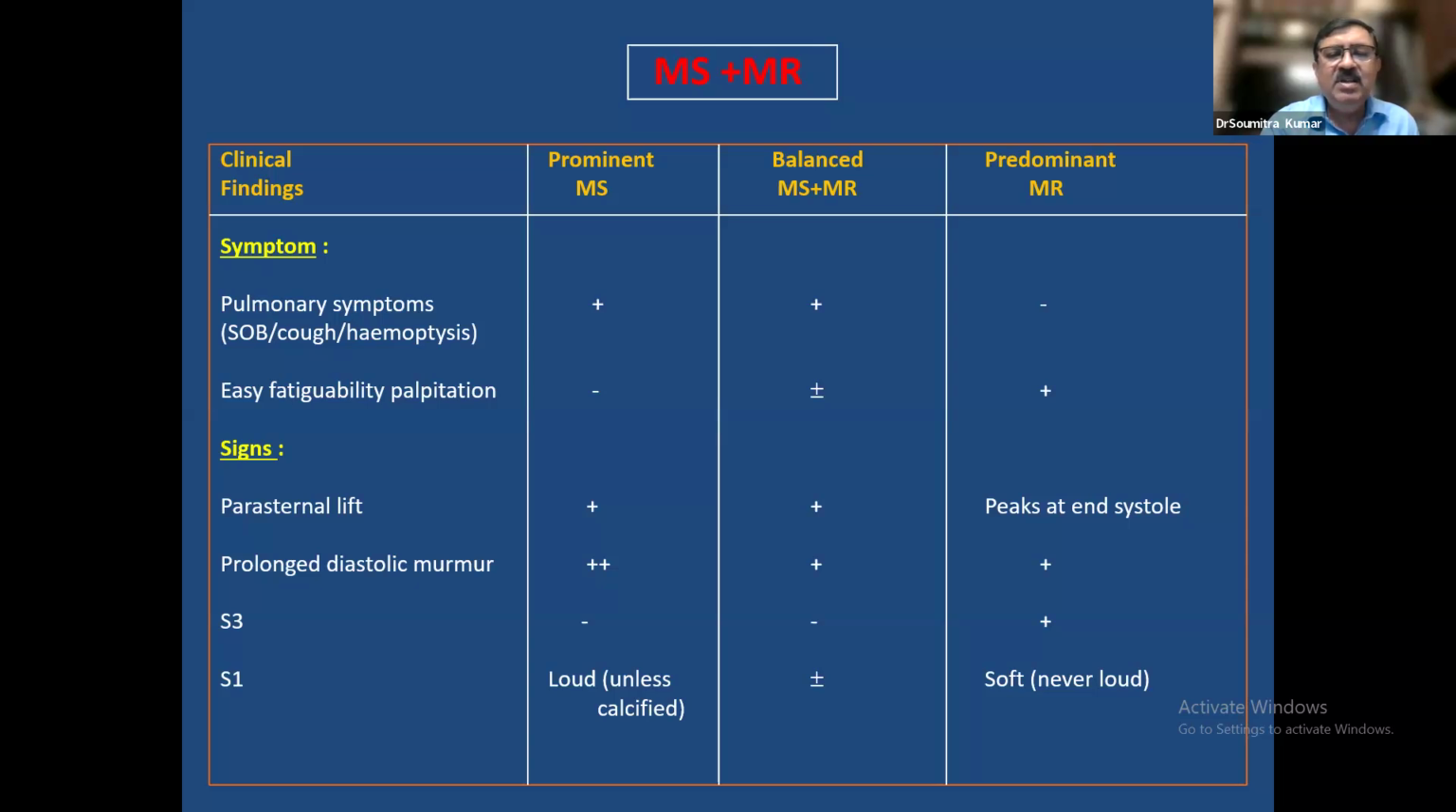And parasternal lift, of course, we have the classical heave in prominent AS, which is mid-systolic. But if there is an impulse at the end systole, it can be due to severe MR, as we just discussed. Now, prolonged murmur in MS is diastolic, and in MR, the murmur is not long. S3 is there in predominant MR with no MS, or at most mild MS, we can have some S3 in presence of predominant MR. And S1 is loud in MS and soft in MR, it is well known.